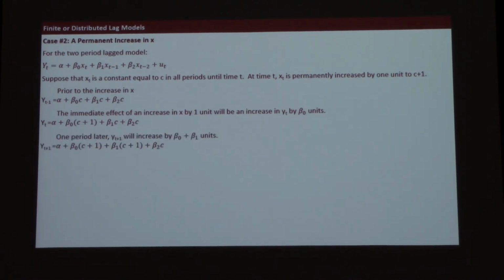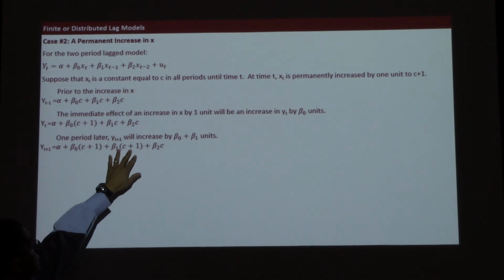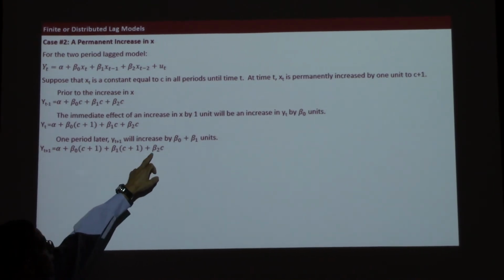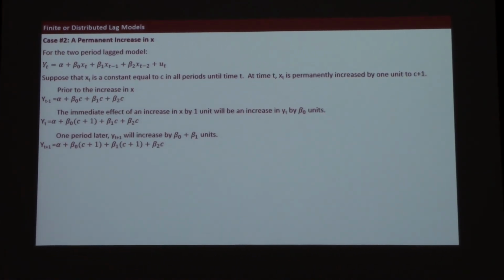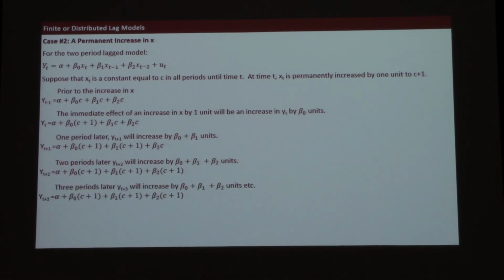All right, let's go 1 period later. So beta 0, again, is that in period T+1. This is the last period. This is this one. And 2 periods ago, we still had an increase, so it's still C. And then 2 periods later, we've got C+1 as the permanent level. And that's, in essence, where it stays. It's always going to be C+1 until they change it again.